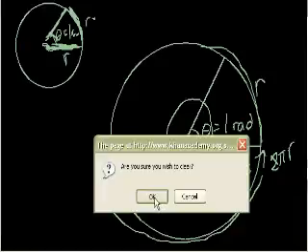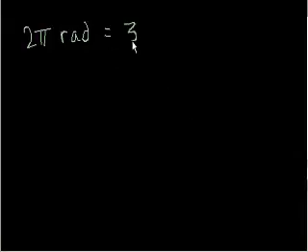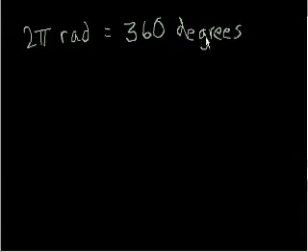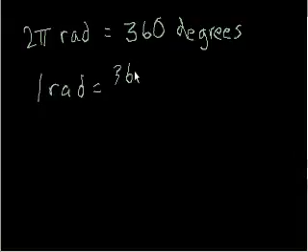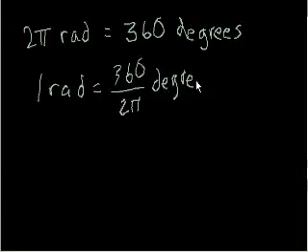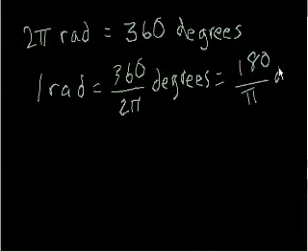Let me delete this. So we said in a circle there are 2 pi radians, right? Let's say 2 pi radians. And how many degrees are there in a circle? If we went around a whole circle, how many degrees? Well, that's equal to 360 degrees. So there, we have an equation that sets up a conversion between radians and degrees. So 1 radian is equal to 360 over 2 pi degrees, right? I just divided both sides by 2 pi, which equals 180 over pi degrees.